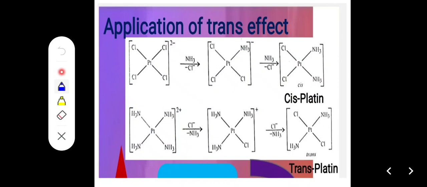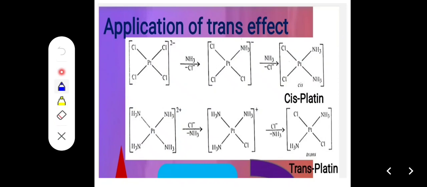Application of trans effect, that is the production of cisplatin and transplatin. Cisplatin and transplatin, there should be defined their orientation. In cisplatin, 2 Cl will be cis and 2 NH3 will be cis. But in transplatin, 2 Cl are trans to each other and 2 NH3 are also trans to each other.